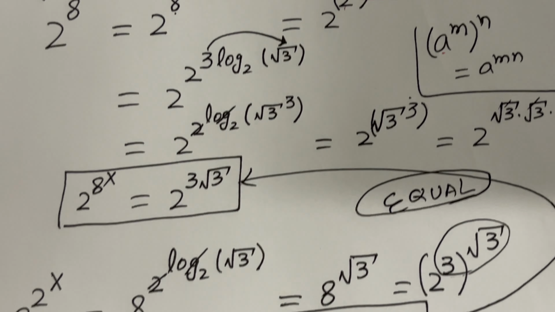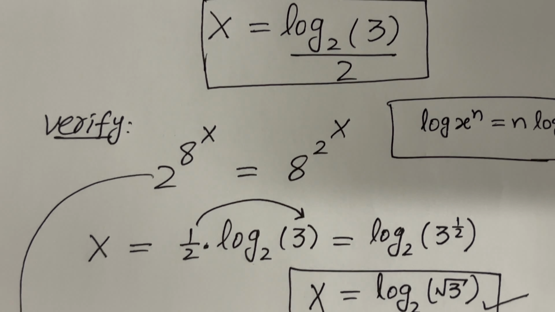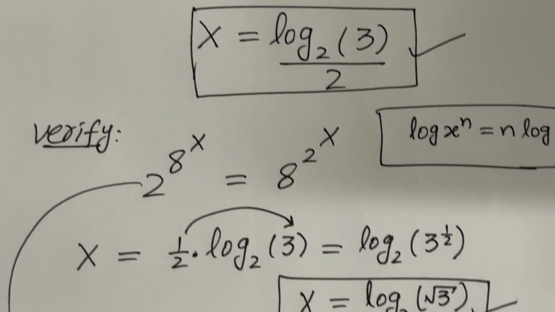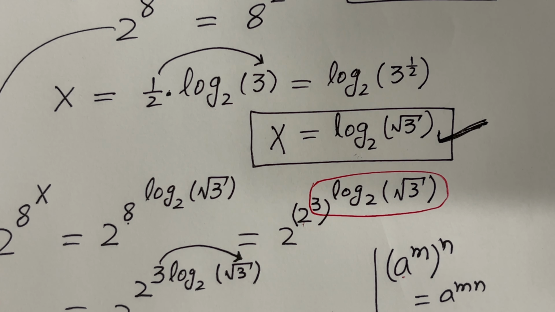Therefore, the value of x that we had, this was one form and this was another form. Both of these forms are correct, but I like this one. This is the correct answer of the given question.